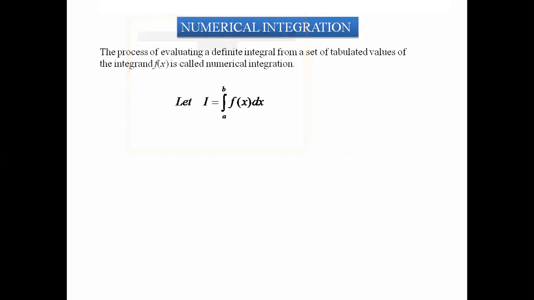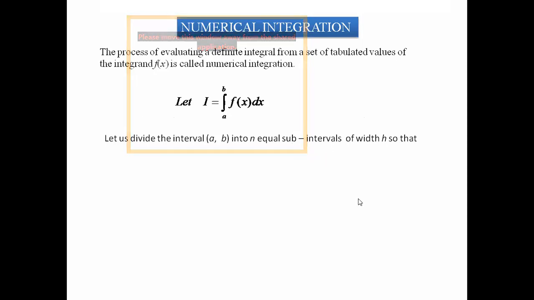Suppose that we need the value of this integral, that means integration of f of x with respect to x from a to b. Between 2 limits, you have to evaluate this integral numerically. To get this answer, what we do is divide this interval AB into n equal subintervals. This is the first step you do. Divide this interval AB into n equal subintervals, such that the length of each interval, let it be h.